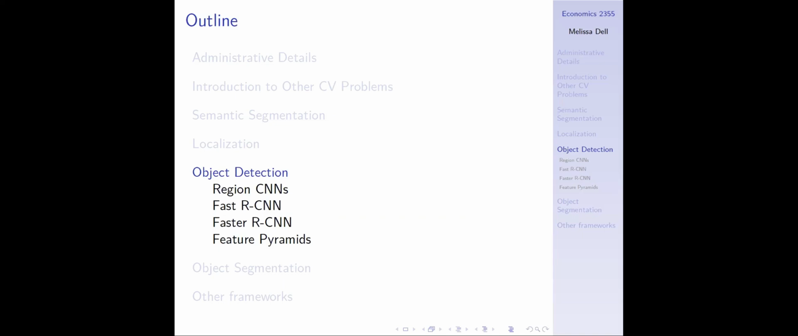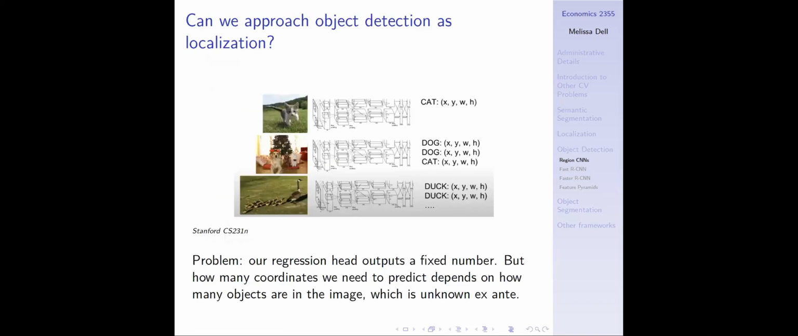So I'm going to move on now to talking about object detection, which is essentially the main meat of what you want to do. And the first question we might ask is, can we just approach object detection as a localization problem?